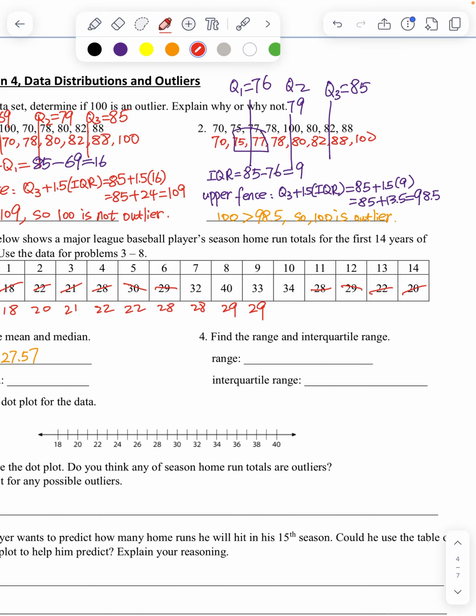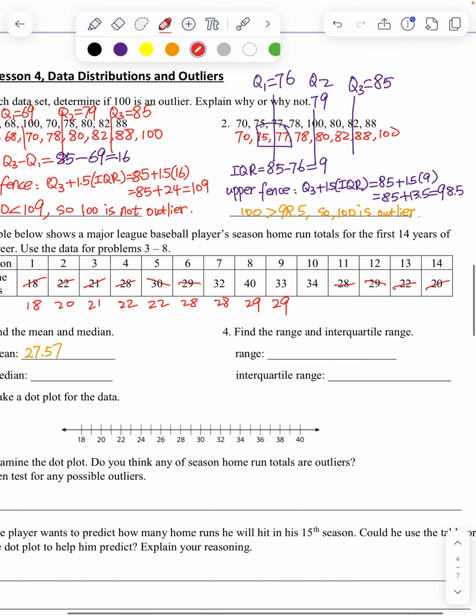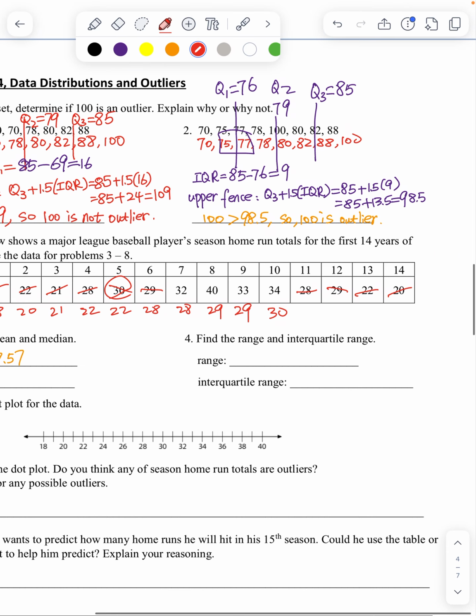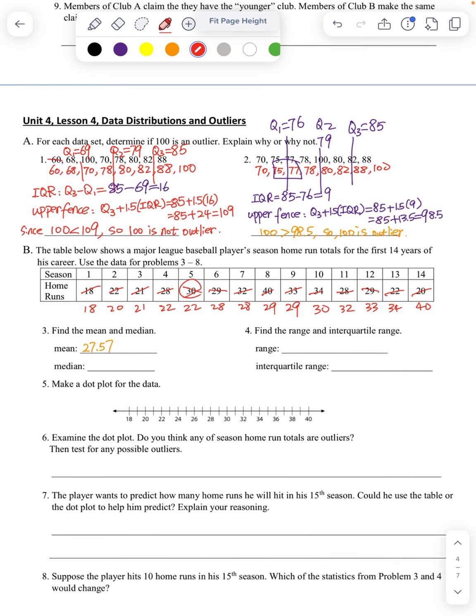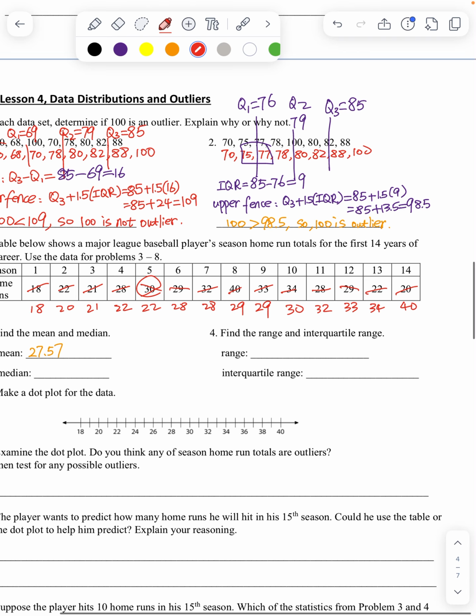Okay, next. After 29, it should be 30. Yeah, 30. I crossed it out already here. And then 32, 33, 34, and then the last one, 40. Okay. Now median. What's the major median?